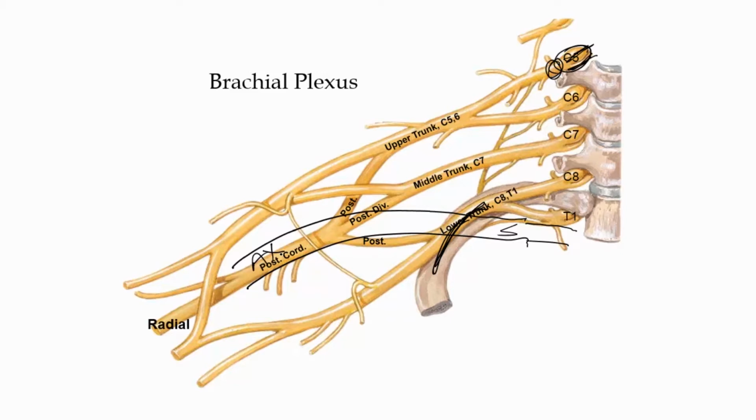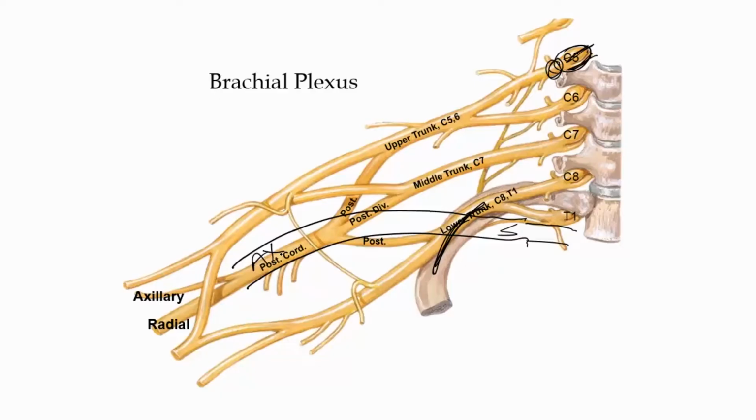The posterior chord will give rise to some large branches, the radial nerve seen here, and the axillary nerve. We will see that the radial nerve goes down the posterior aspect of the arm and forearm, where the axillary nerve will supply the shoulder. The anterior division of the upper trunk joins with the anterior division of the middle trunk, and those two will come together to form the lateral chord. Again, lateral to the location of the axillary artery.